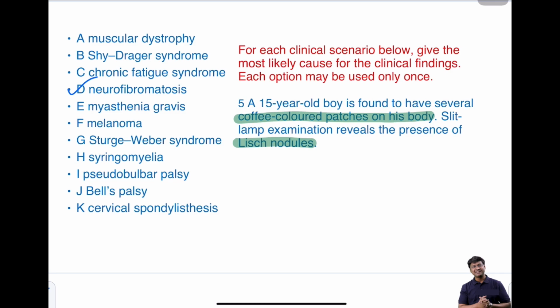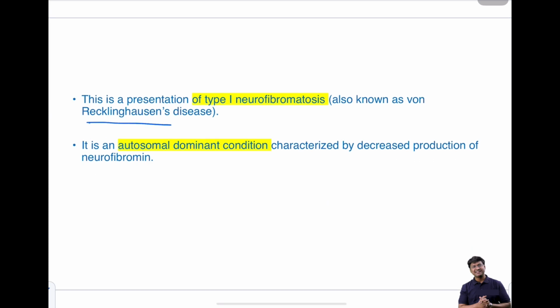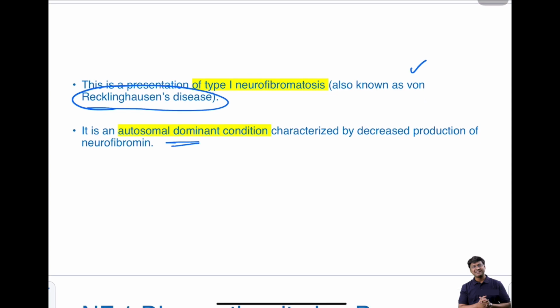It is not type 2. It is neurofibromatosis type 1. And this neurofibromatosis type 1 is also known as von Recklinghausen's disease, and the type of inheritance is autosomal dominant. The problem in this neurofibromatosis type 1 is decreased production of neurofibromin.